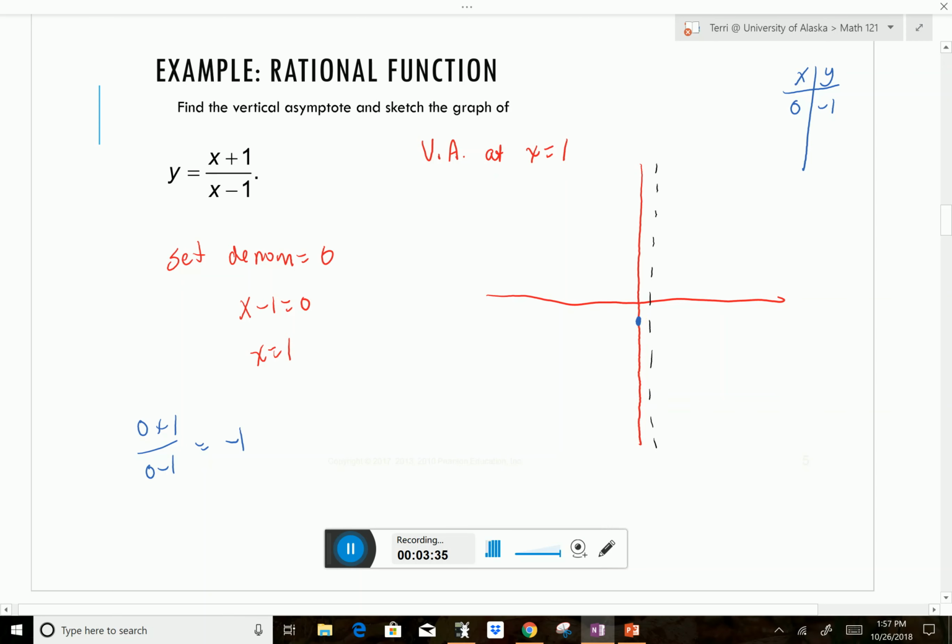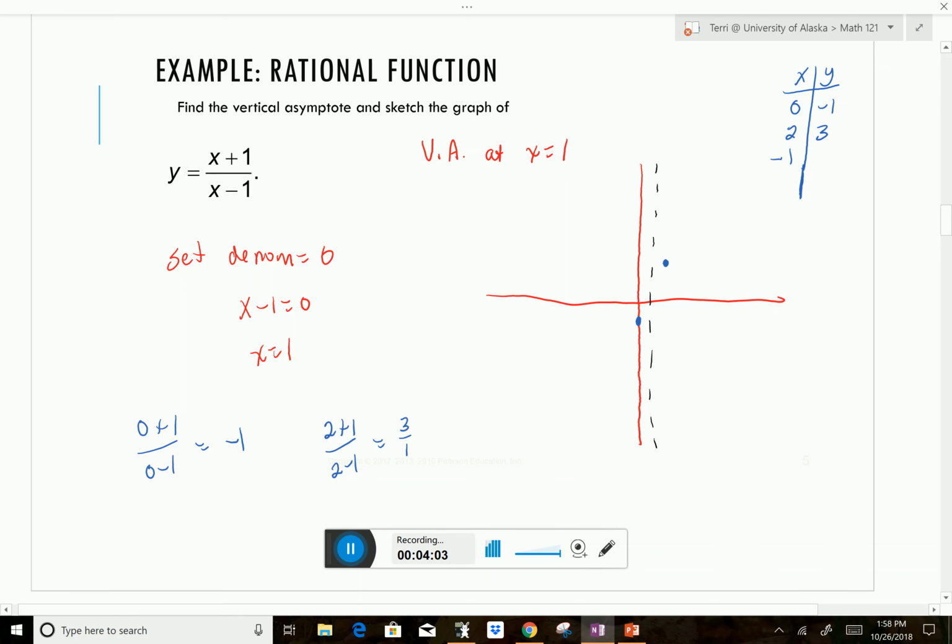Okay, what happens when x is, let's say 2. I can't do 1, so let's say 2. That's going to be 2 plus 1 over 2 minus 1. 3 over 1, or 3. So let's do that one. 1, 2, 3. That's here. So I still aren't really seeing what's going on here. So let's put in a couple more.